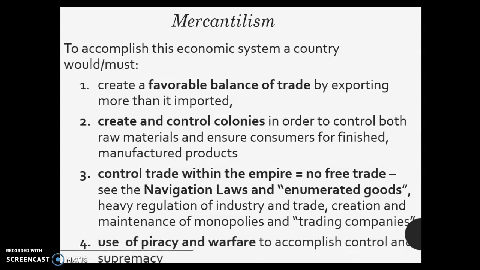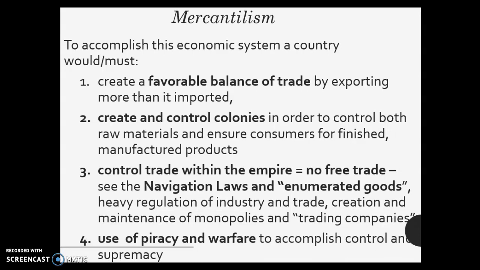And the other is use piracy and warfare to accomplish this. In other words, anything goes. And remember, this is a zero-sum game. So if we're England and Spain has a colony, or the Dutch have a colony, we have to take it from them, and that will lead to open warfare.